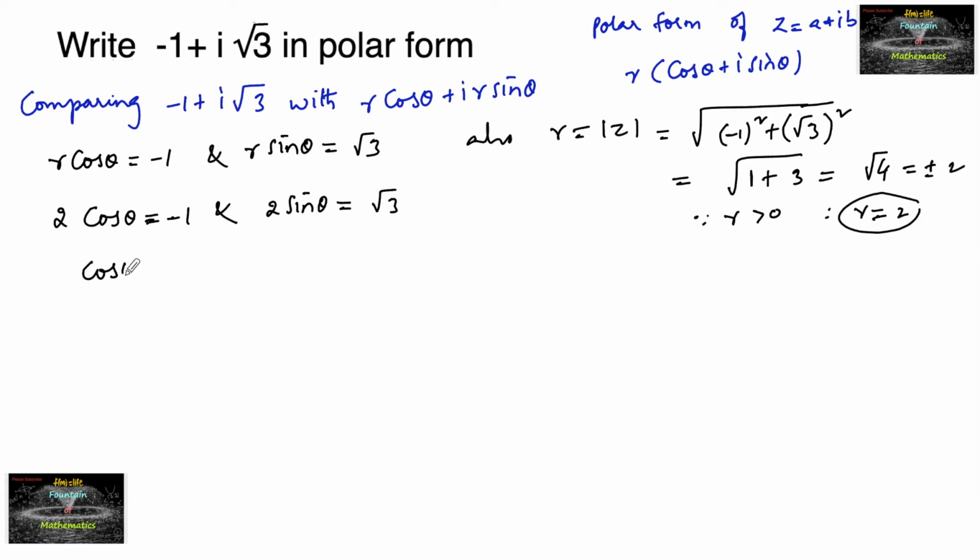Or we can write cos theta is equal to -1 by 2 and sin theta is equal to root 3 by 2. So cos theta is negative and sin theta is positive. Cos negative and sin positive means we can say theta belongs to the second quadrant.